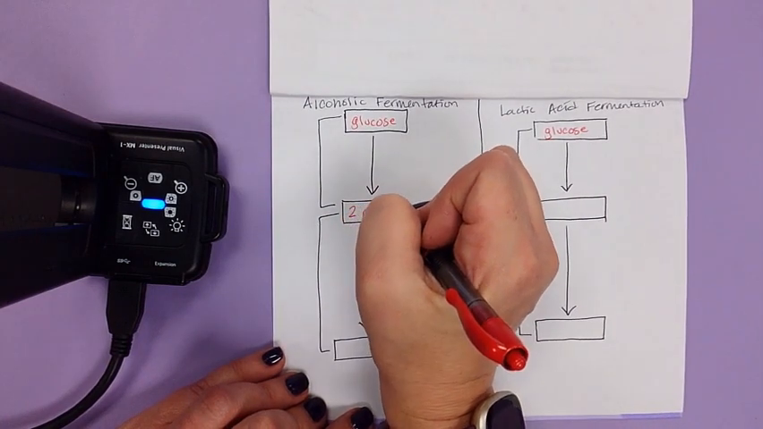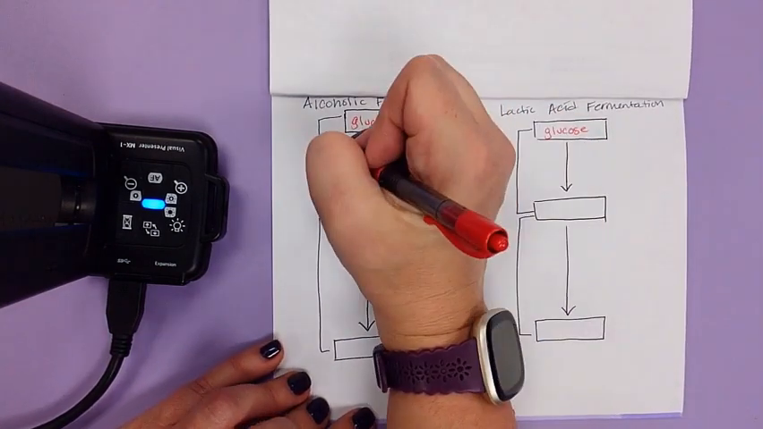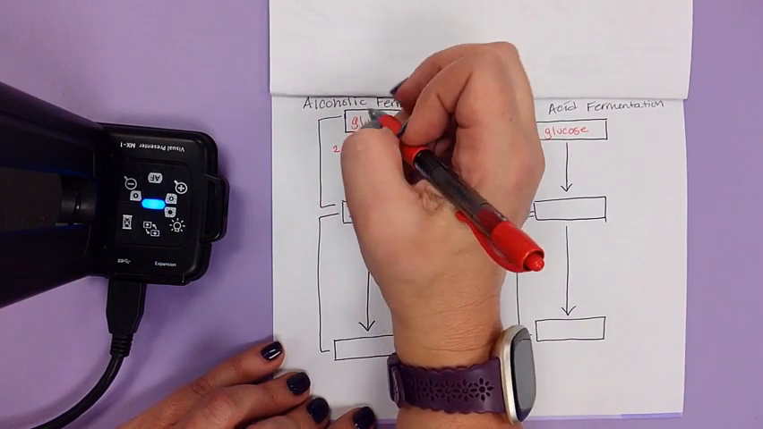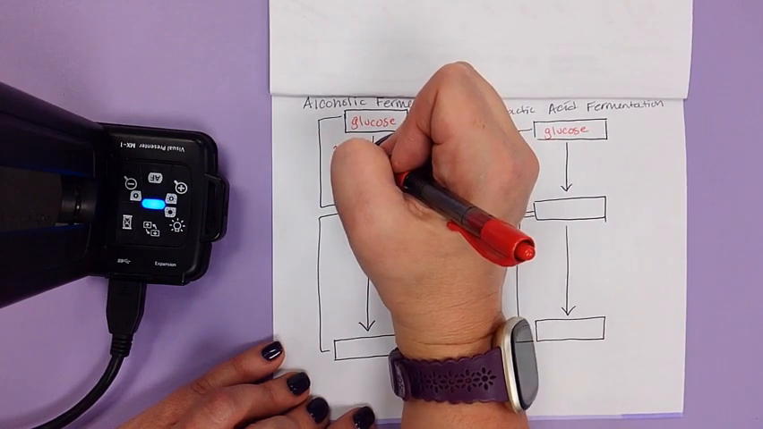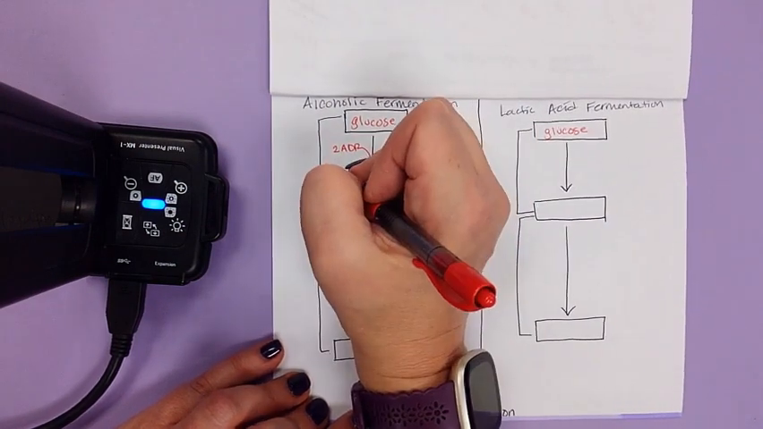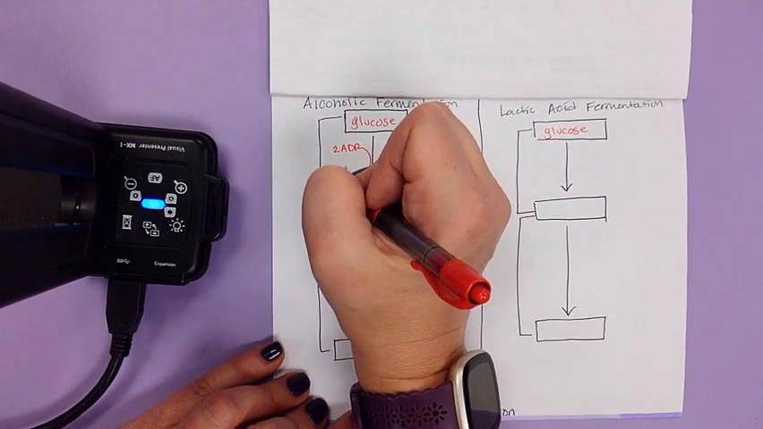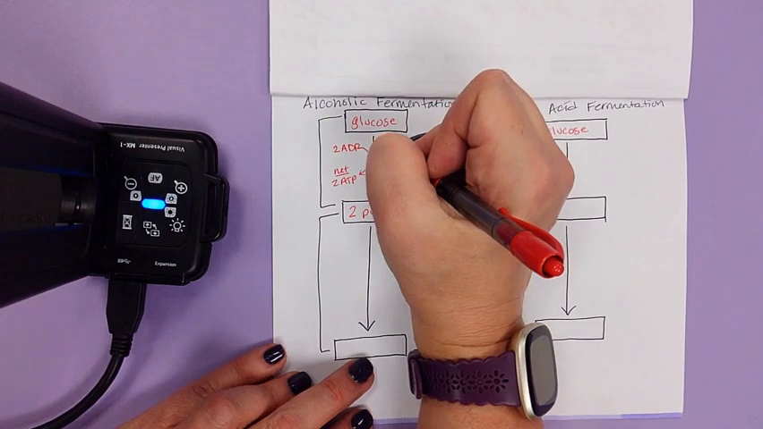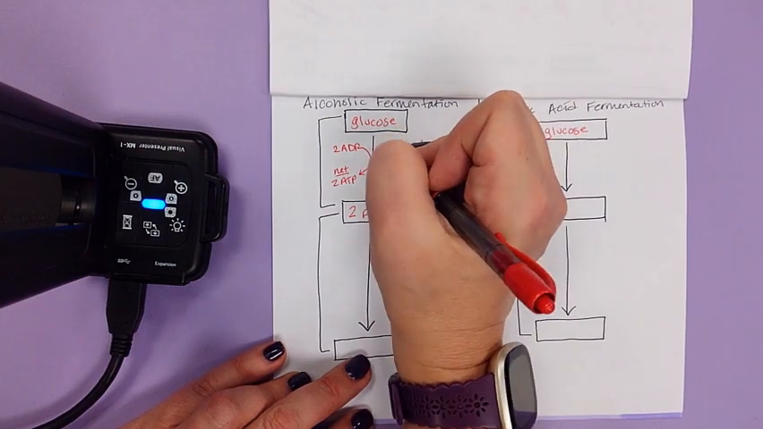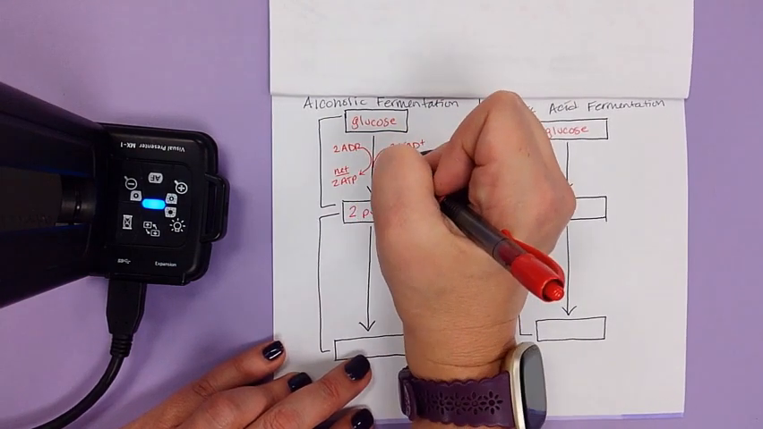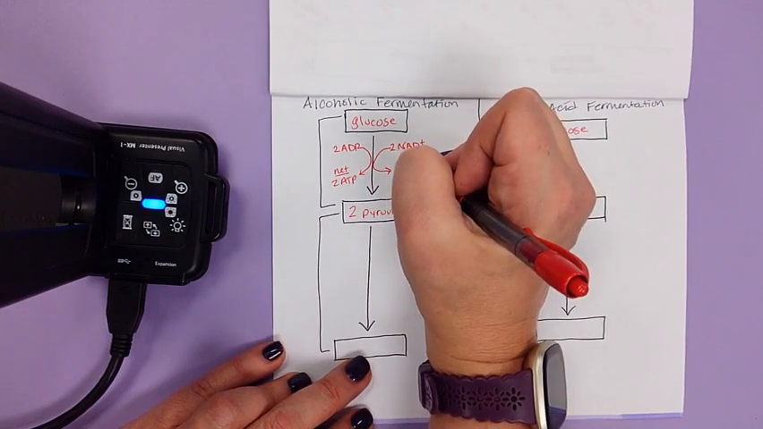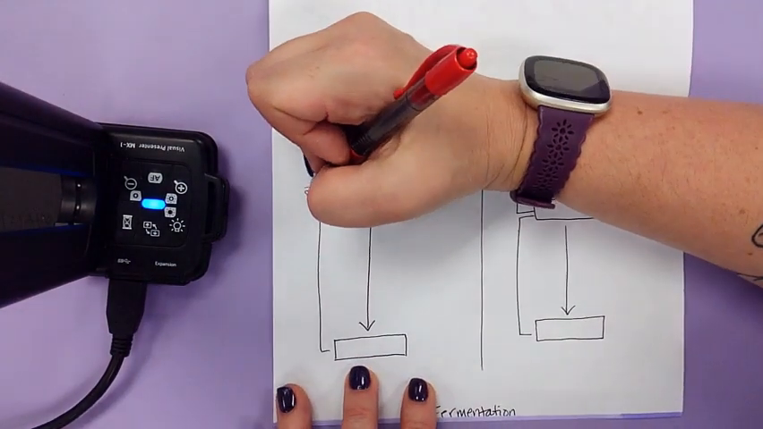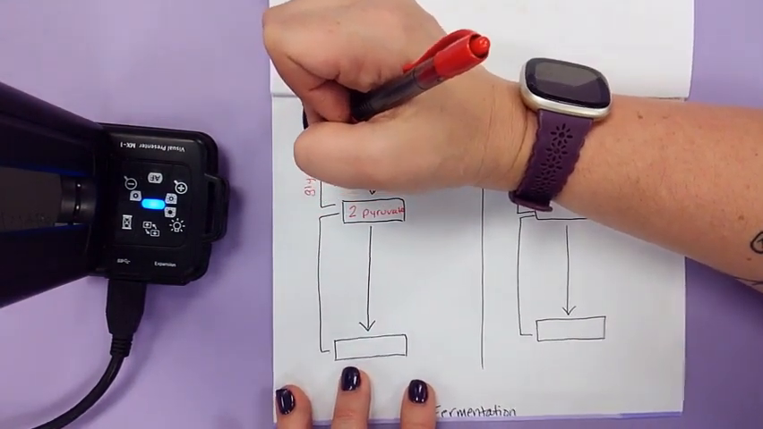And alcoholic fermentation is going to end up with two pyruvates. So how do we get to two pyruvates? Well, we take 2 ADP and we make a net of 2 ATP, just like we did at the beginning of glycolysis. And when we do that, we're going to need to take 2 NAD plus and form 2 NADH. So it is similar to glycolysis.